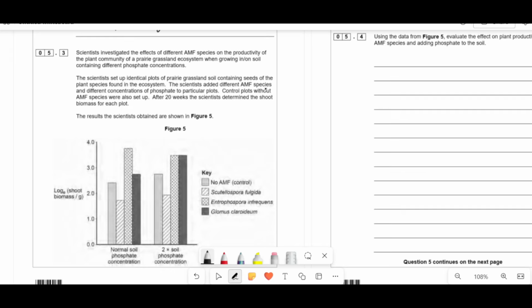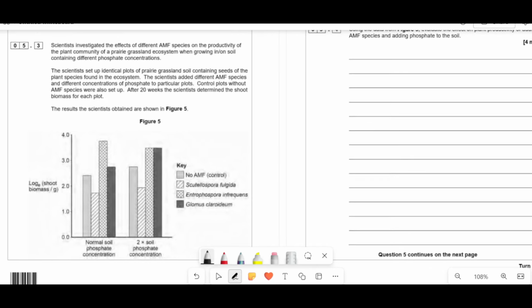Now you've got to have gonads of steel to go straight into this without thinking about anything. Identify the independent and dependent variables every time. It always helps. It doesn't have to be a proper formal one, just an idea of what they've done. So what are they changing? They are changing whether AMF is present, the AMF species, and also the phosphate concentrations. What are they measuring?